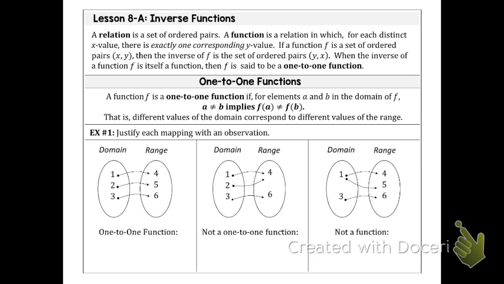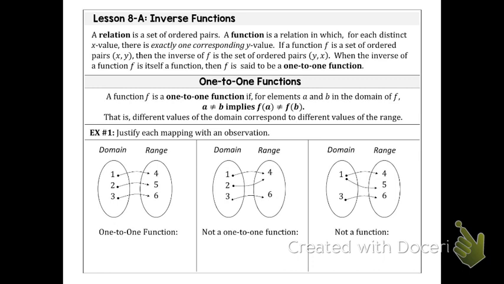And then it says if a function f is a set of ordered pairs x, y, then the inverse of f is going to be the set of ordered pairs y, comma, x. And so remember, for the inverse function, you just switch the x and y's. And when the inverse of a function f is itself a function, then f is said to be a one-to-one function. A one-to-one function says no x's and no y's are repeated.